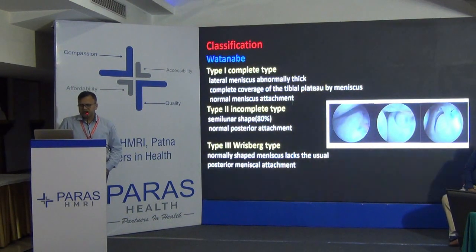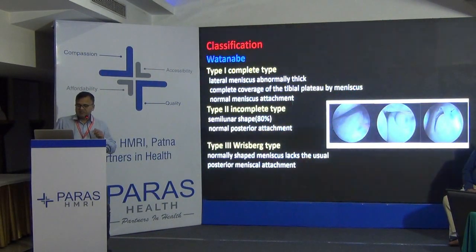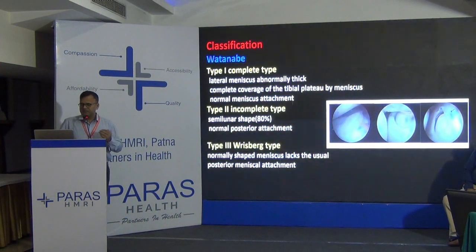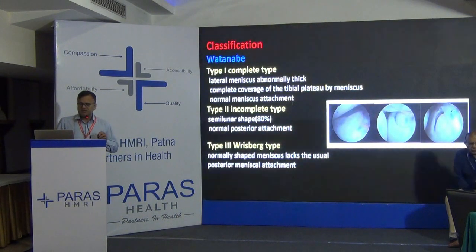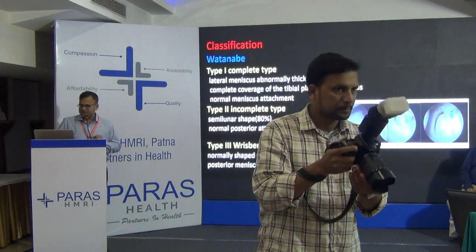Then Watanabe classified the discoid meniscus into three types. Type 1 is the complete type, where the lateral meniscus is abnormally thick and completely covers the lateral tibial plateau, and there is normal meniscal attachment on the posterior side. Type 2, the incomplete variety, is semi-lunar in shape and covers only 80% of the lateral tibial plateau, with normal posterior attachment. And type 3 is the Wrisberg type, a normal or almost normal meniscus with normal thickness, but there is lack of the usual posterior meniscal attachment.